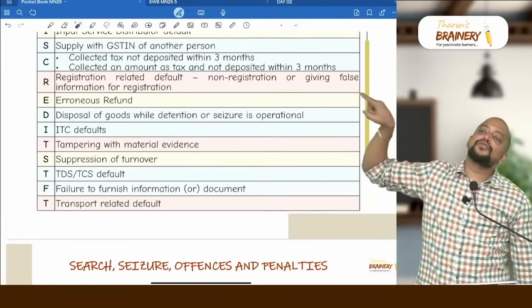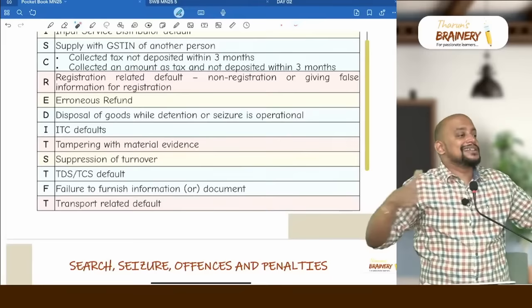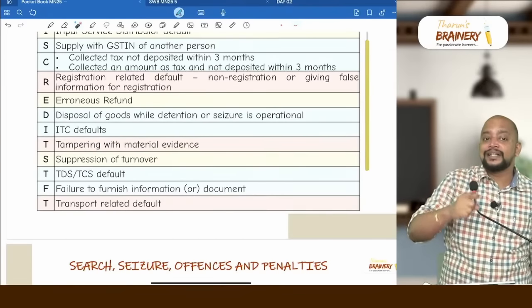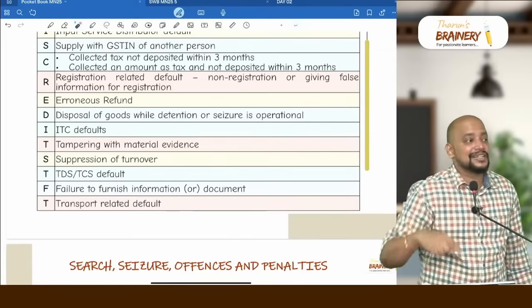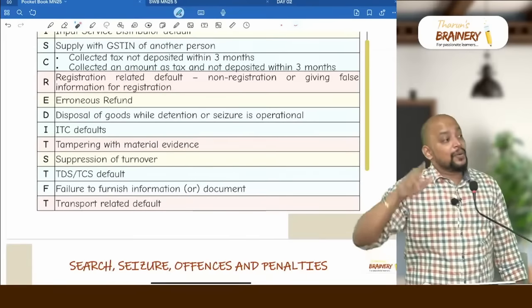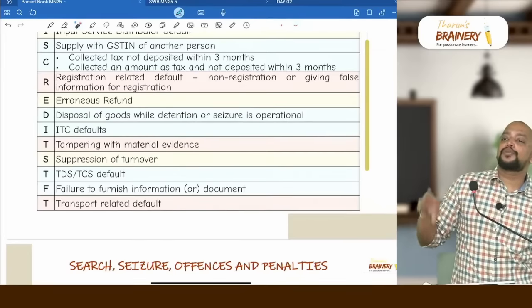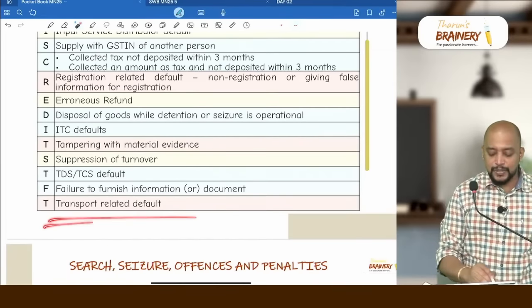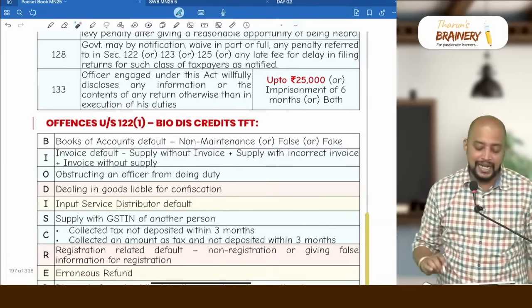At that time they will invoke penalty under 122 subsection 1. During the transit itself, if they identify, then the penalty will be under section 129. Okay, whatever we discussed, that 200% of tax, etc. is only during transit. Once it reaches, and thereafter we came to know that the goods are transported without documents, 122 subsection 1. That's the connection to this transport related default given in 122(1) versus that 129.